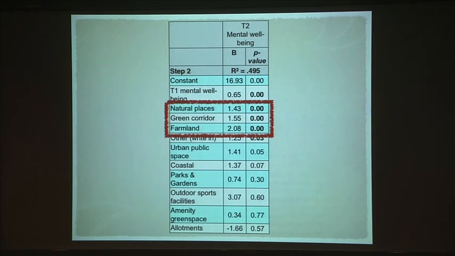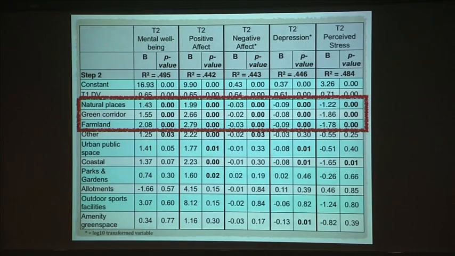But not only that, these 3 environment types were significant predictors of all 5 dependent variables. That walking in a natural place, a green corridor, and farmland environment with your Walking for Health walk significantly contributed to an increase in mental well-being, an increase in positive affect, and a decrease in negative affect, depression, and perceived stress.